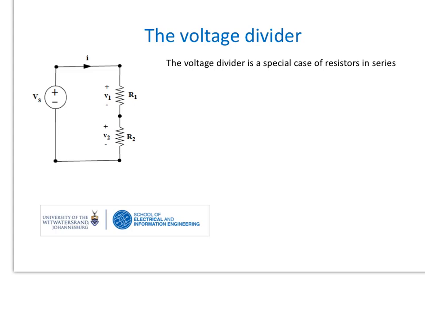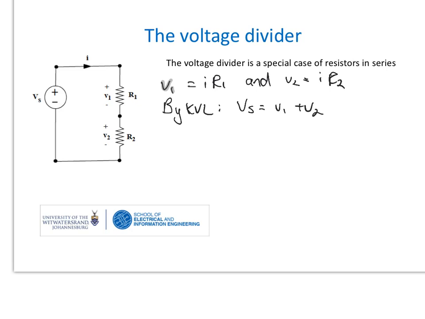A voltage divider is a special case of resistors in series. For a voltage divider, we just have two resistors in series, and this combination comes up so often that it's worthwhile committing the formula to memory. So we can see by Ohm's law in this case, V1 is equal to IR1 and V2 is equal to IR2. By Kirchhoff's voltage law, around this closed loop, we know that Vs is equal to V1 plus V2.